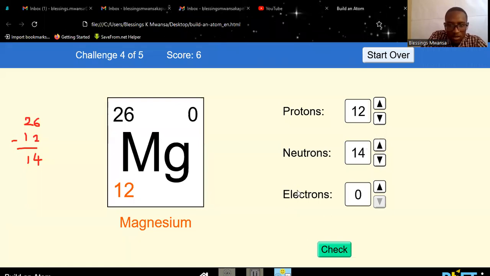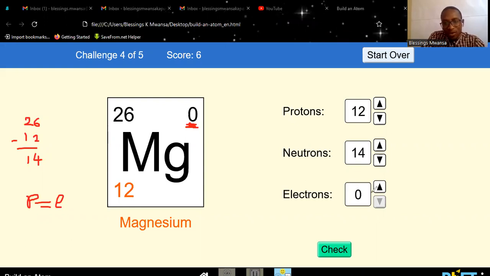What about the electrons? Correct. So the electron number is determined by the charge. If the charge is neutral, it means that your P is equal to the E. Therefore, the electron number is as well 12. We confirm, and that is correct.